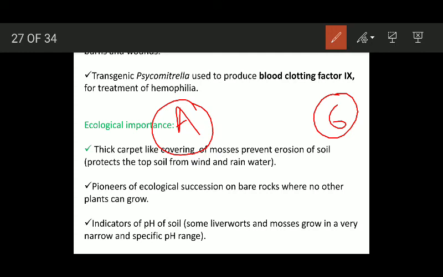So this is all about the economic importance and ecological importance of bryophytes. With this, we are done with bryophytes, and we are now left with their classification that we will talk about in the next coming classes.